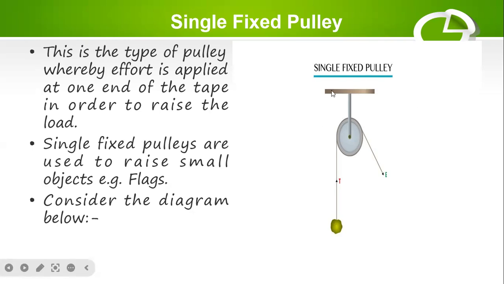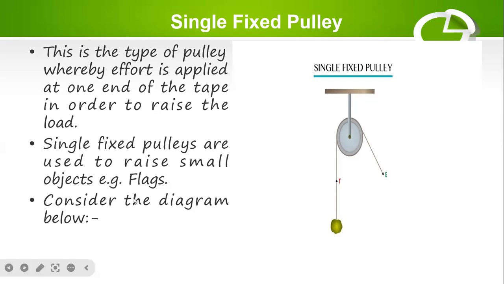This is how it looks like. It's a pulley whereby the effort is applied at one end of the rope. As you can see here, here is the effort, applied in order to raise the load that is found at the other end of the pulley. Now, single fixed pulleys are used to raise small objects. Take an example, flags. Flags are raised by this kind of pulley, the single fixed pulley.